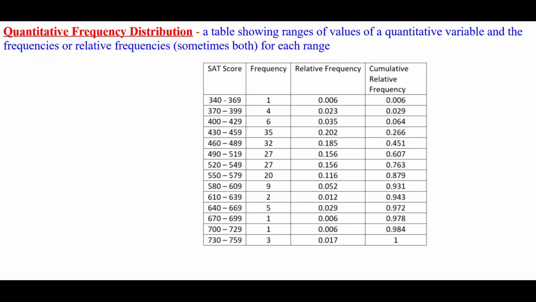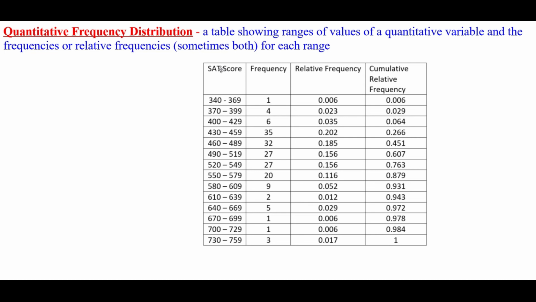In this video, we're going to look at organizing and displaying quantitative data. So remember, quantitative data is data which is numeric in nature, and it has to have two properties, and that is that it has units and that we can do meaningful calculations with it. So in this example, we have SAT scores. So SAT scores are numeric. They have units which are just points, and then we can do meaningful calculations with them.